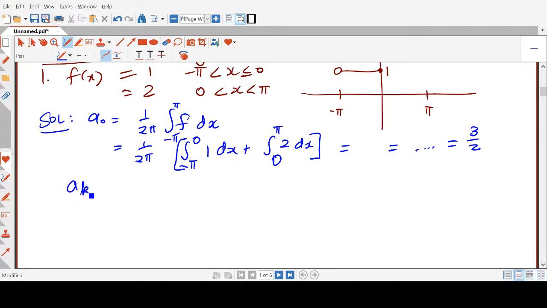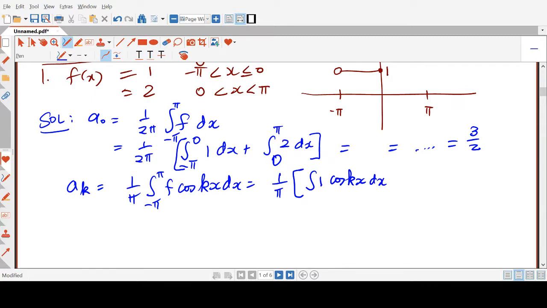Then if you calculate AK, it's 1 over pi, same kind of calculation, integral from minus pi to plus pi. This time it's f of x cos kx dx. Again, you've got two pieces to contend with, so it's 1 over pi. First piece will be integral of 1 cos kx dx from minus pi up to 0, plus integral of 2 cos kx dx from 0 to pi. You can't put the two integrals together because it goes to different points, minus pi to 0, 0 to pi. There's different domains, so you can't merge them. Anyhow, you can go through the whole motions like we did yesterday, and it turns out that it becomes 0.